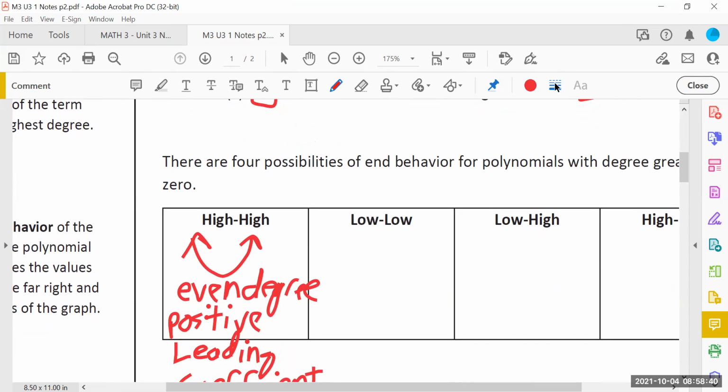Low, low end behavior. Let's make this a little bit smaller. Low, low end behavior is going to look like this. That is also going to be from an even degree.